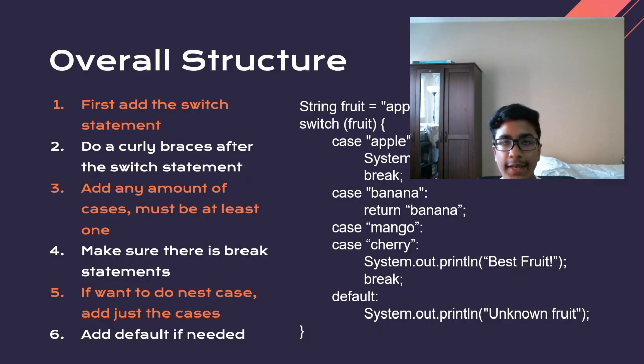If we want to do a nested case, meaning that if we want two values to evaluate to the same statements, we could do this. So for example, if fruit equals mango or cherry, then system.out.println best fruit will happen. So we do case and another case. We can add as many cases as we want. In the end, if all these values evaluate to false, then default will occur and print out unknown fruit.